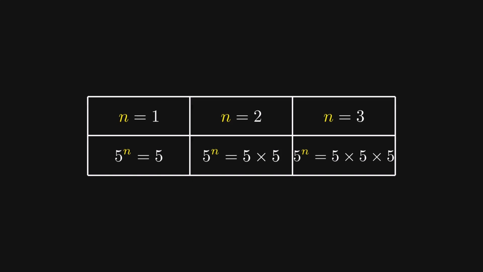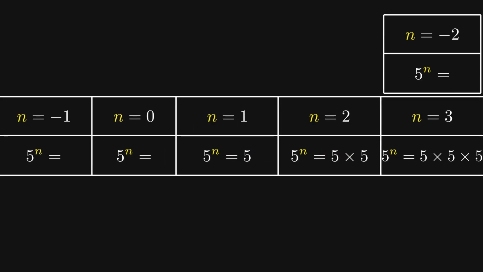Now say we introduce more values to the left of our table. Using the same pattern we apply to find values on the left, can you determine the values of 5 raised to the power of n when n is equal to 0, -1, and -2? So to get this value, we take the previous value and divide it by 5, which gives us a result of 1. And to get the next value, we divide this value by 5, which gives us 1 divided by 5.